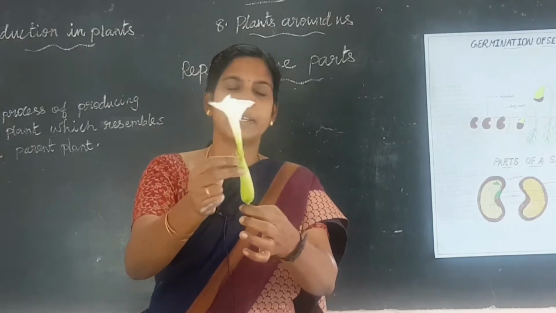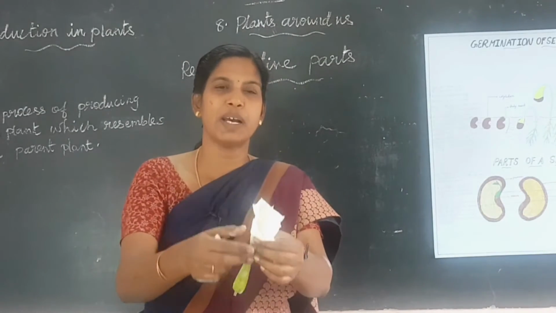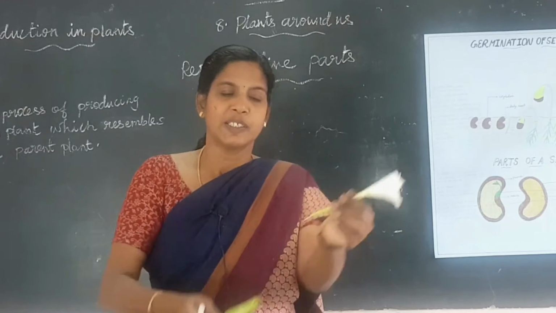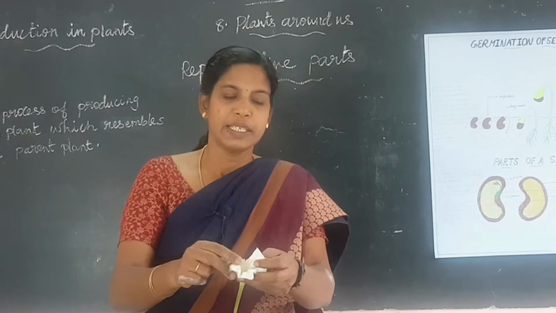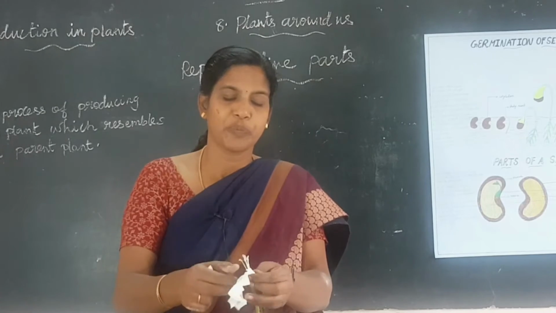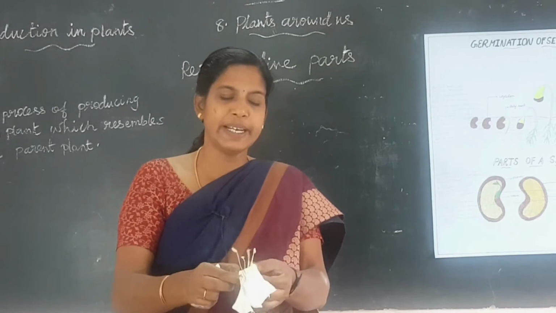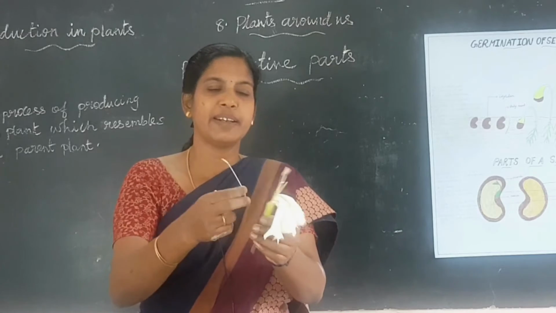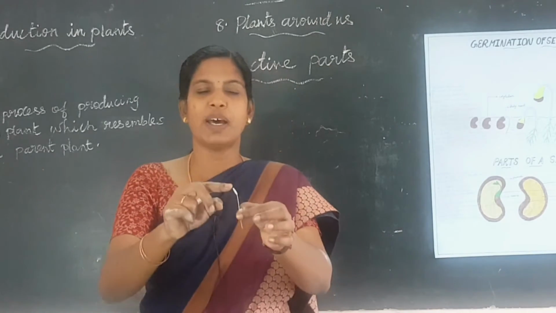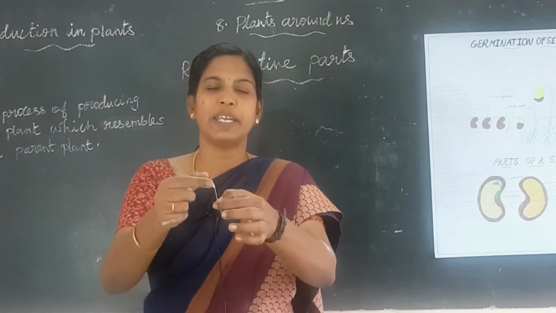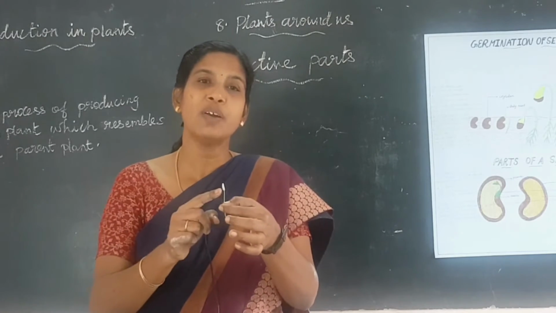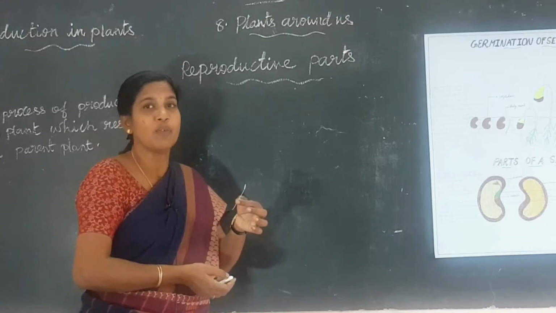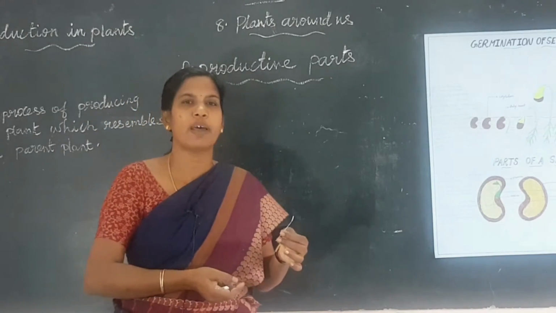Datura has sepals. This white part is the petals, which attract insects. Inside there is the anther and filament. The male part of the flower is the stamen. The female part of the flower is the pistil.